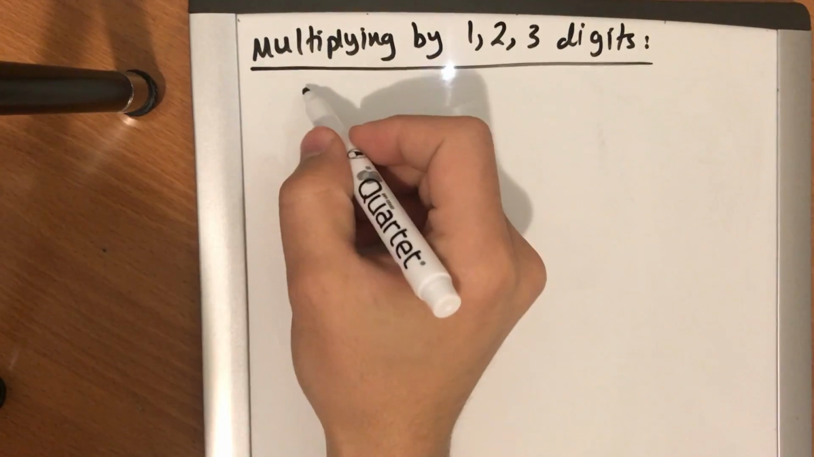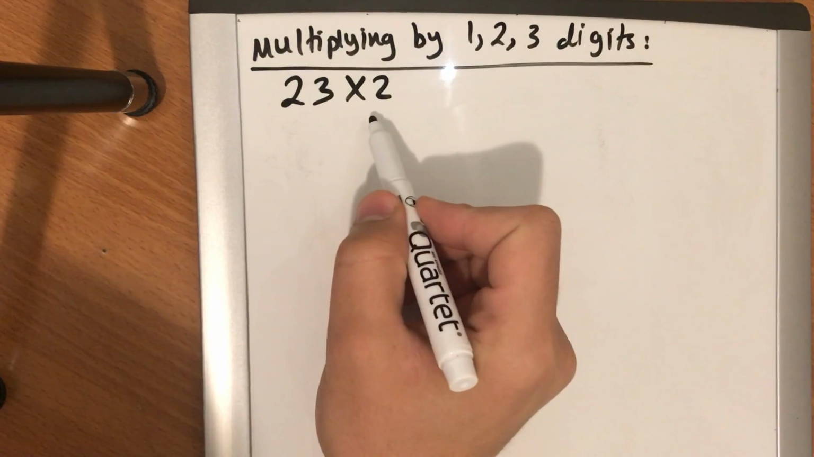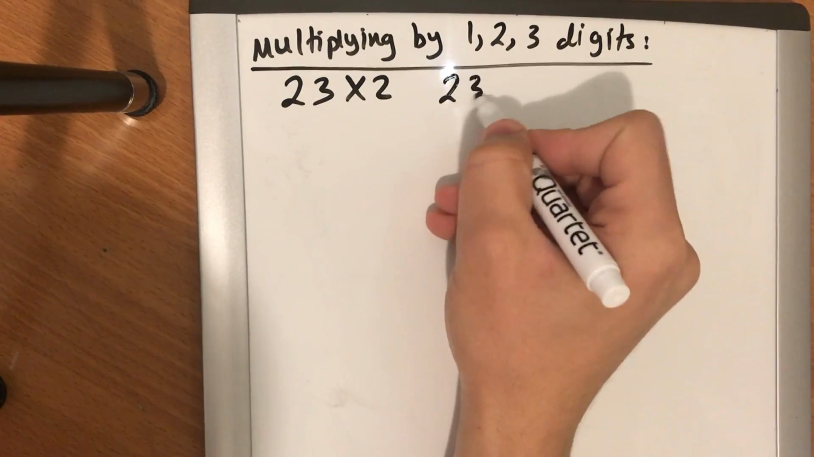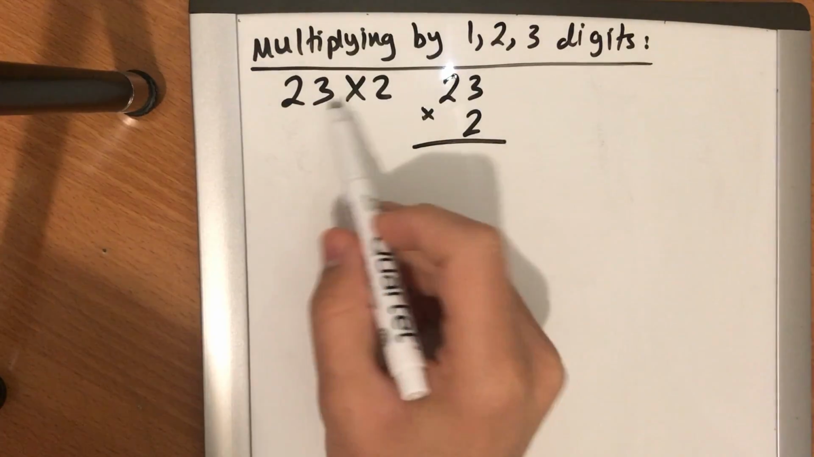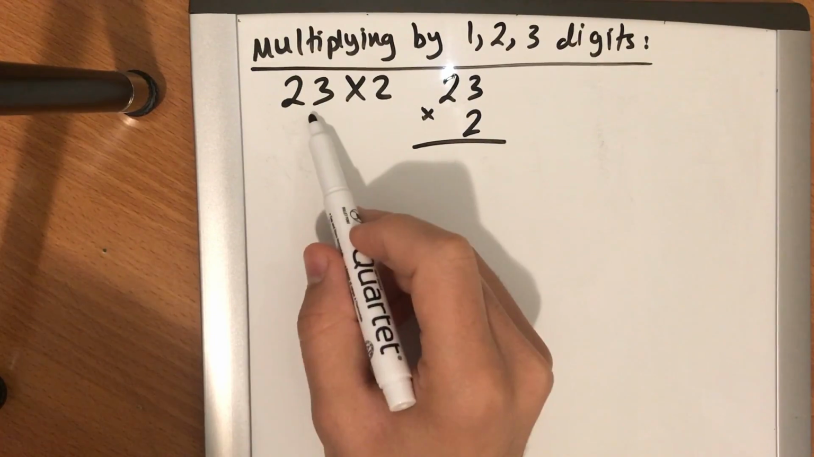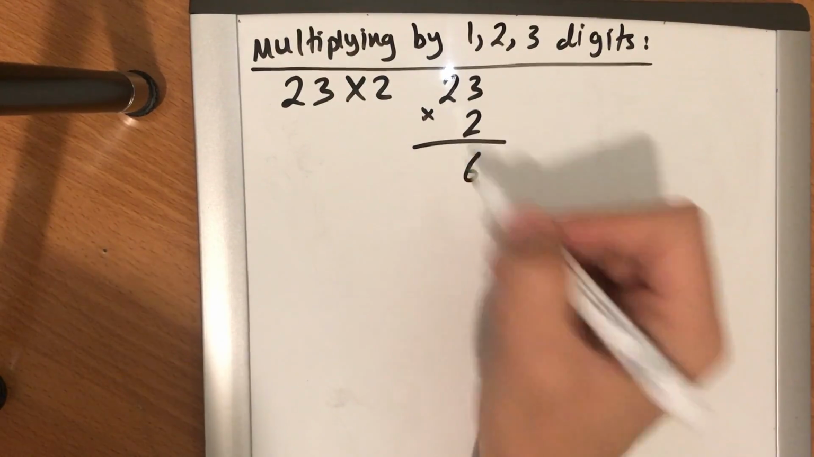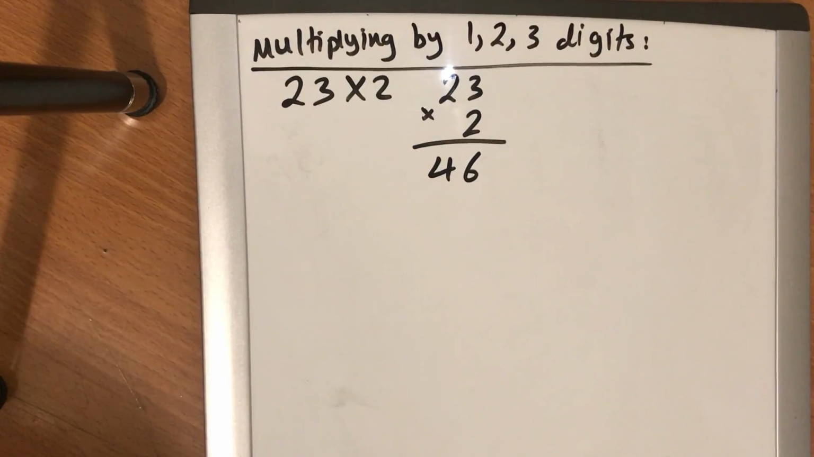So the first thing you would do is, if I have 23 times 2, let's start with multiplying by 1 digit. I would line this up vertically, 23 times 2. Usually it's better to write the single digit or the number with fewer digits on the bottom and the number with more digits on the top. And then you just go on, 2 times 3 is 6, 2 times 2 is 4, and that is your answer for this problem. Now let's step it up a little bit.